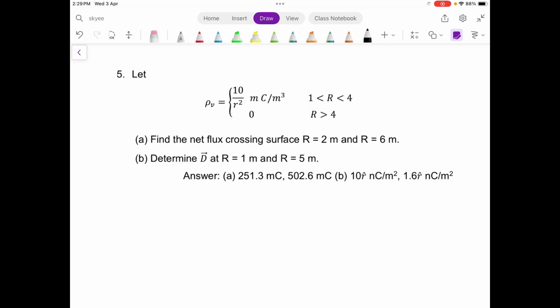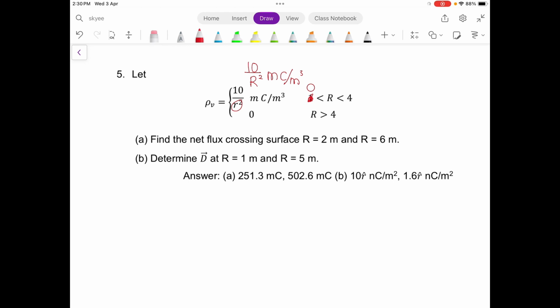Alright, let's look at question 5. So this is the question. You have been given the rho V at different range. Here I would like to make corrections. Please change this one to 0, and change this one to capital letter R. Meaning that it will become like this, millicoulomb per meter cube.